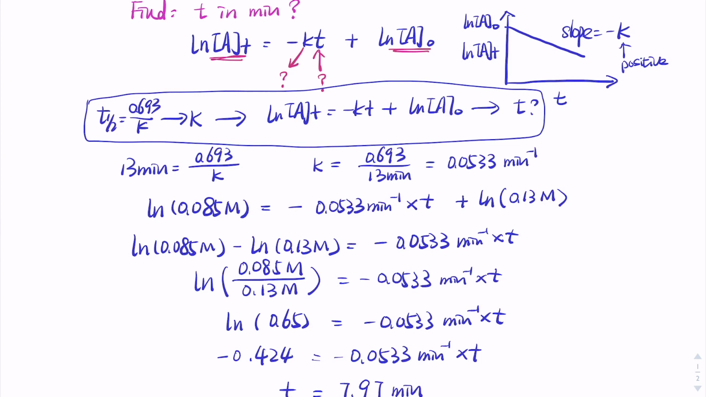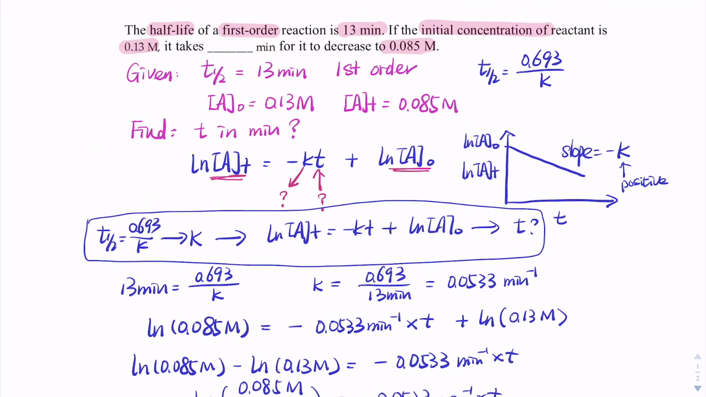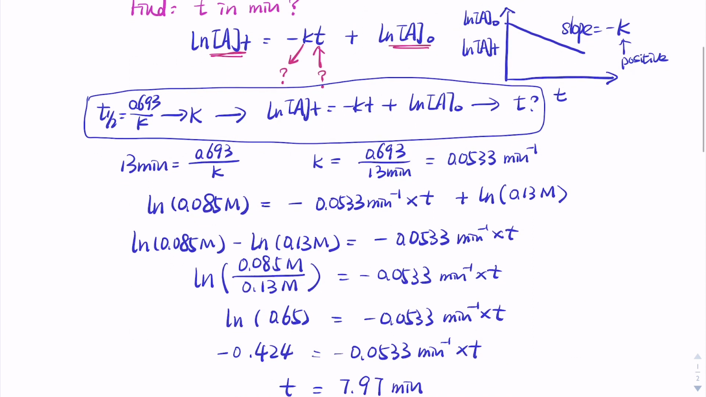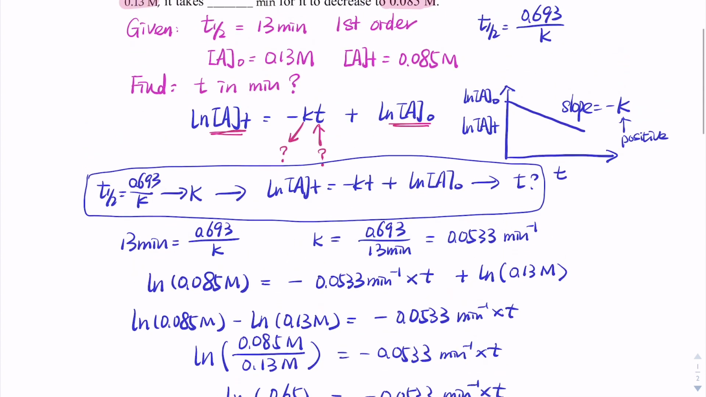It's going to be 7.97 minutes. Again, if you look at the numbers given in the question, they all have two sig figs, and when you keep two sig figs, the answer turns out to be 8.0 minutes. Okay, so that's the end of this question. And again, when you get the time, if you have a negative number, you know that's not going to be right because the time has to be positive.